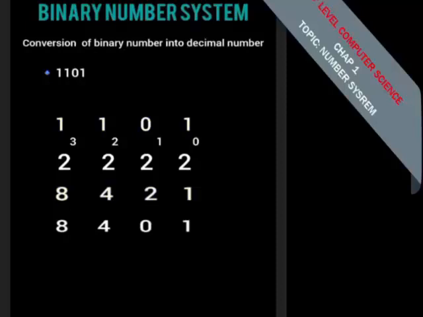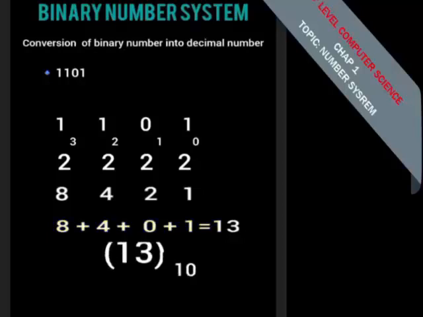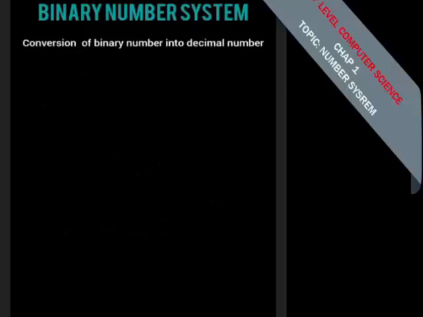Now next we add these values in order to get the final answer. When we add 8 plus 4 plus 0 plus 1, we get 13, which is the decimal equivalent. But this explanation is just for understanding, because in your final exam you don't have enough time to write each step. So for your exam there is a compressed form of binary conversion which I'm going to tell you.